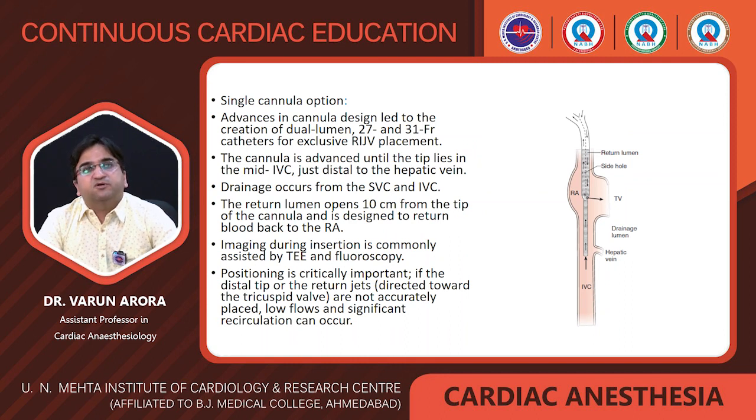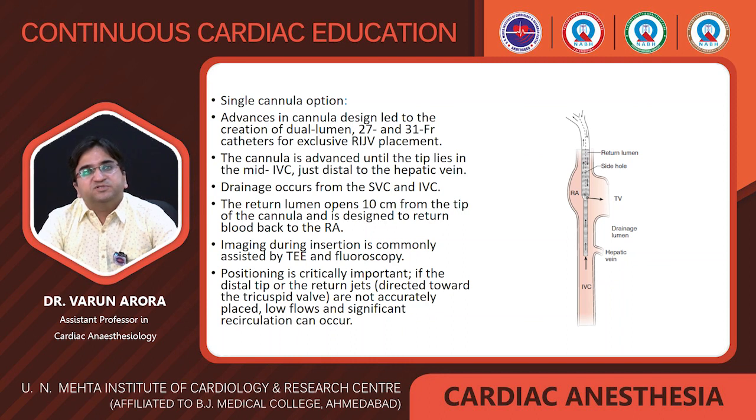Now coming to the single cannula option. Advances in cannula design have led to the creation of dual lumen 27 and 31 French catheters for exclusive right internal jugular vein placement. The cannula is advanced until the tip lies in the mid IVC, just distal to the hepatic vein, and drainage occurs from the SVC and IVC.